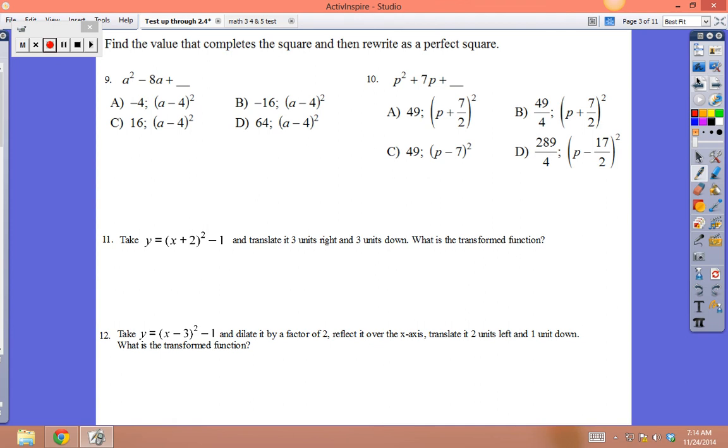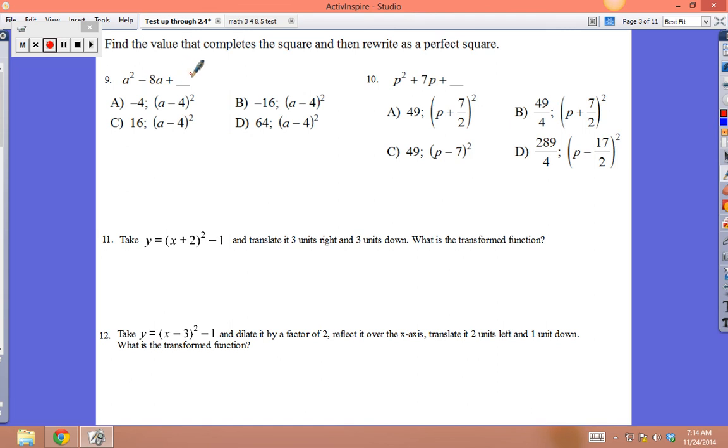Now you're asked to create your own perfect square. So what number would make this a perfect square? You have to look at the middle. And remember, they got a negative 8a because it was a negative 4 plus a negative 4. A negative 4a and a negative 4a gives me a negative 8a. But the last term they get by multiplying them. So a negative 4 times a negative 4 is going to be a positive 16. So it's got to be C. And if you factor it, it's going to look like this, a minus 4 squared.